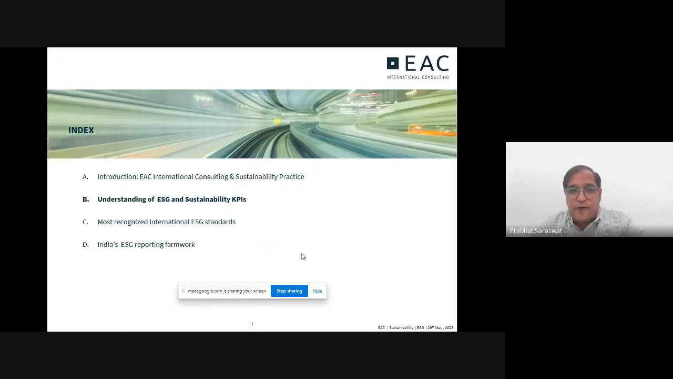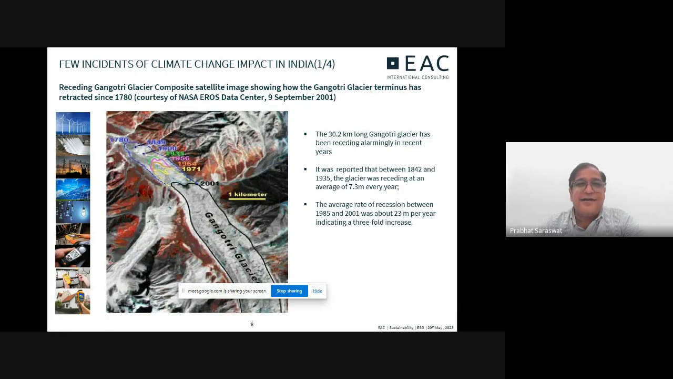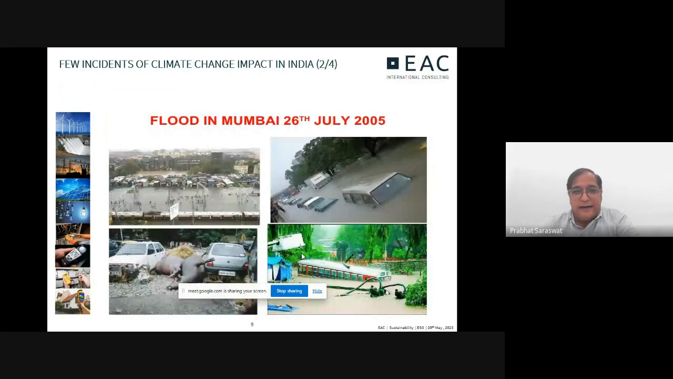Before moving ahead, I am setting the context for why we are discussing these topics. Everybody is aware of global warming and climate change. Our glaciers are shrinking. This is a photograph of the Gangotri glacier, and this is a picture from the 2005 flood in Mumbai. I am trying to correlate all these incidents with global warming and climate change.